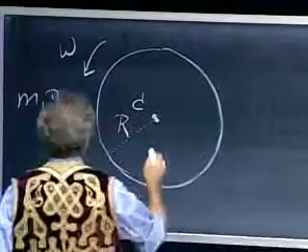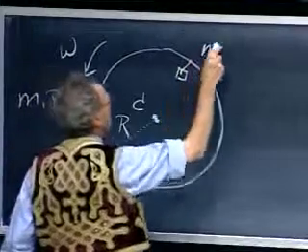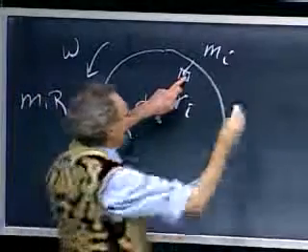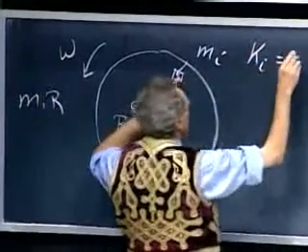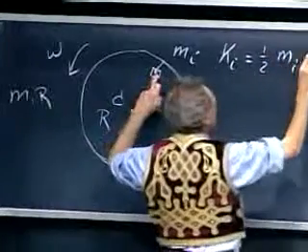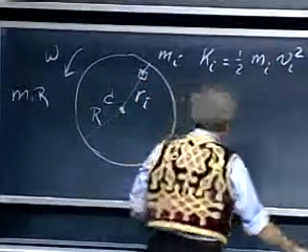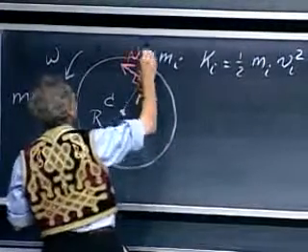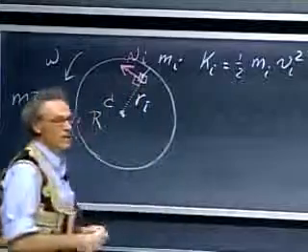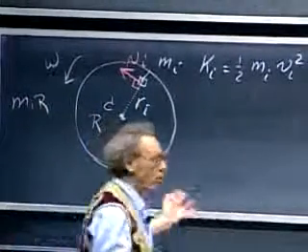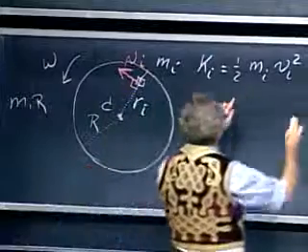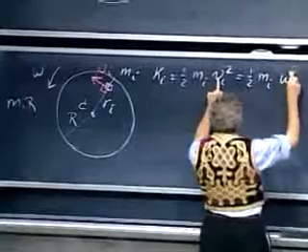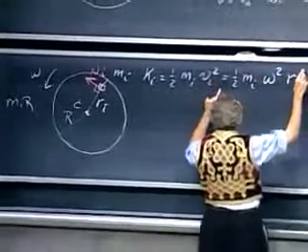I take a little mass element here, m of i, and this radius equals r of i, and the kinetic energy of that element i alone equals 1/2 m of i times v of i squared, and v of i is this velocity. This angle is 90 degrees. This is v of i. Now v equals omega r. That always holds for these rotating objects. And so I prefer to write this as 1/2 m of i omega squared r of i squared.